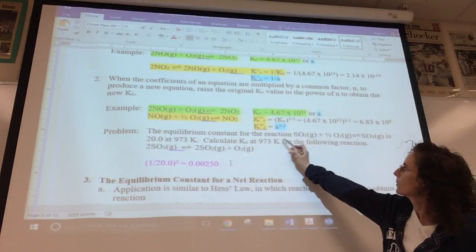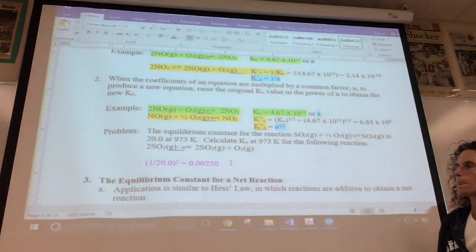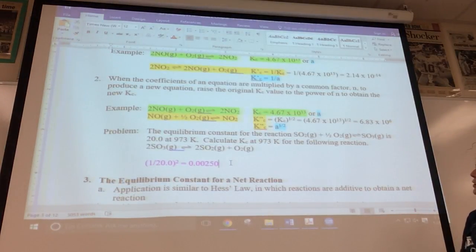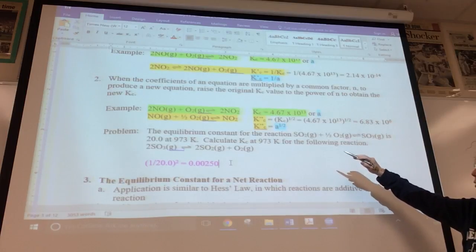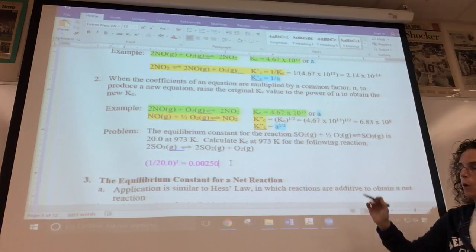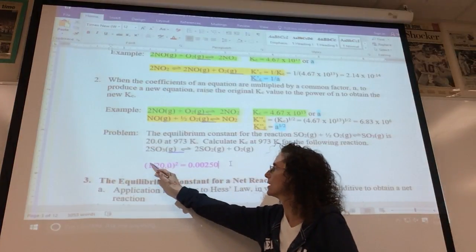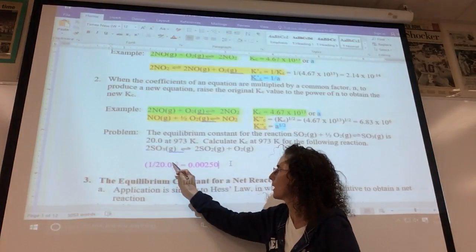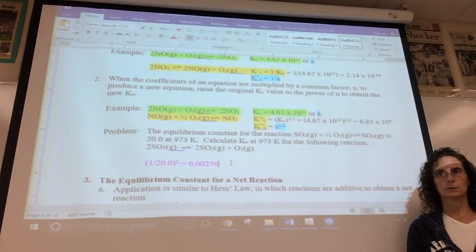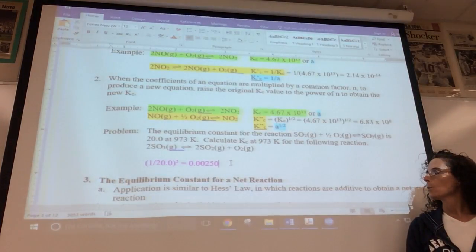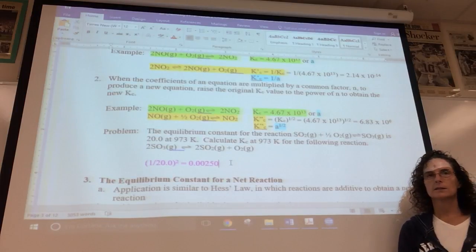What did I do from here to here? Right. So not only did I multiply by 2, but I also flipped the order. So when I flip the order, I take the reciprocal, and because I multiplied by 2, I have an exponent of 2 here. Does it matter which one you do first? Probably not. Let's think about that.